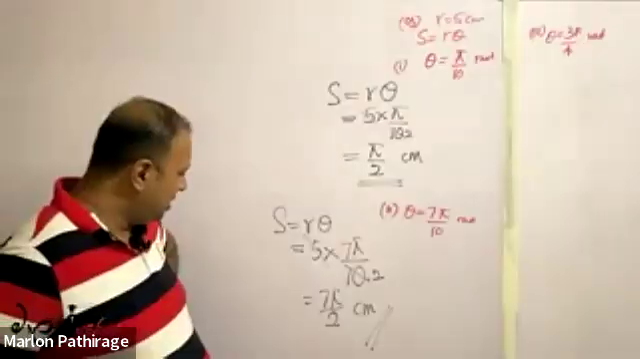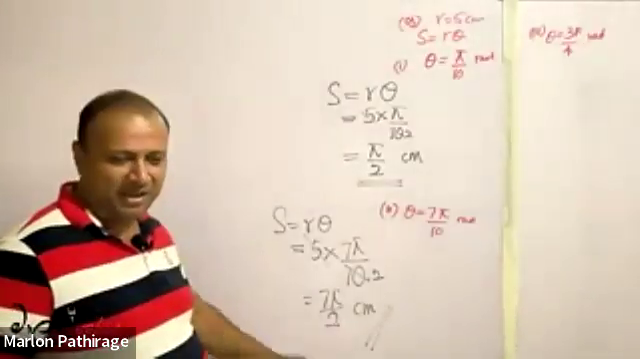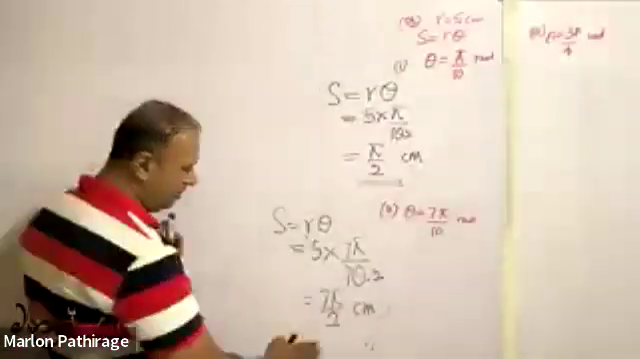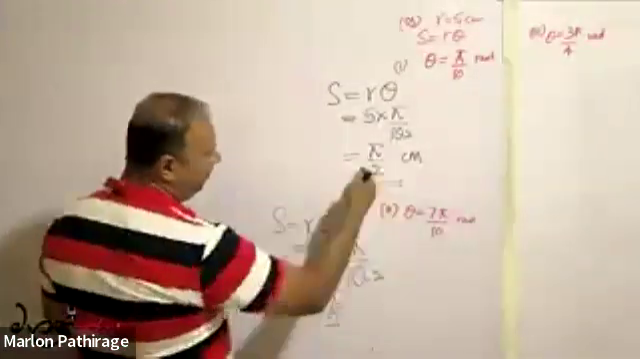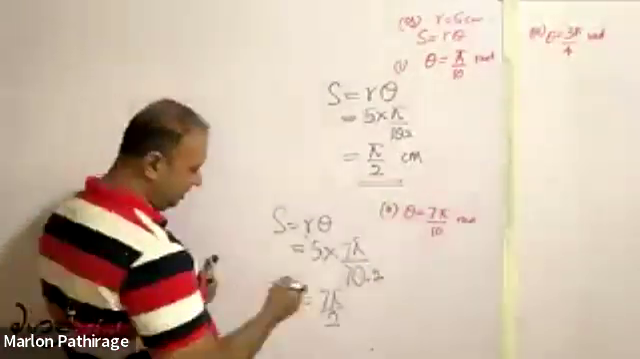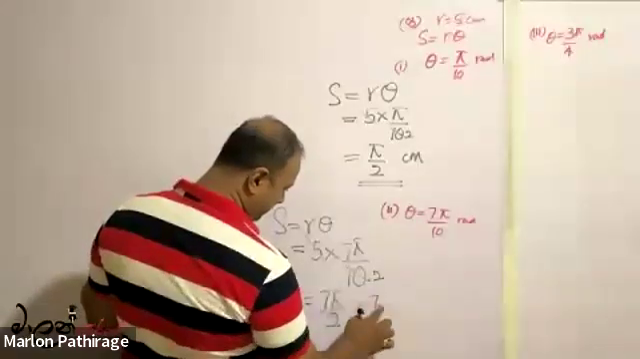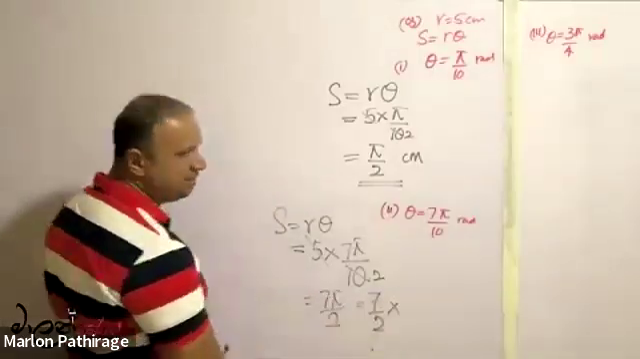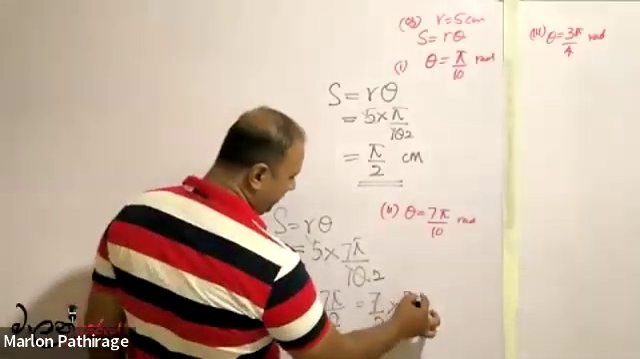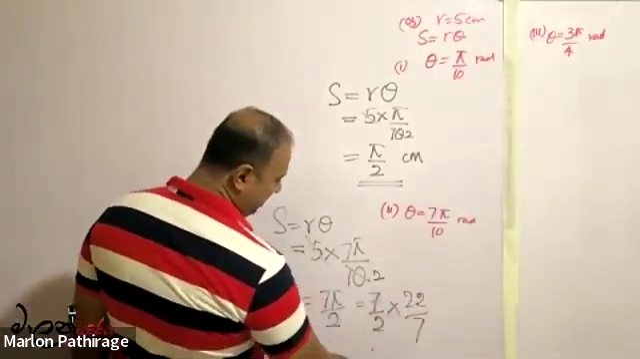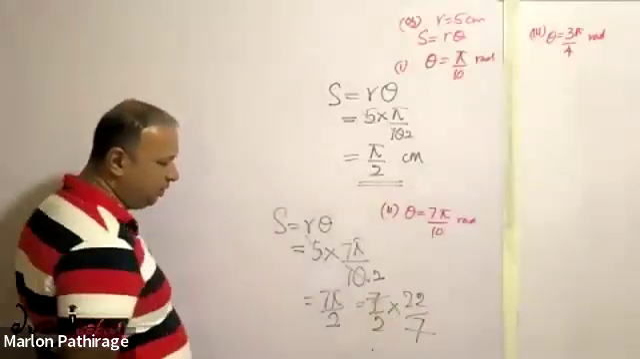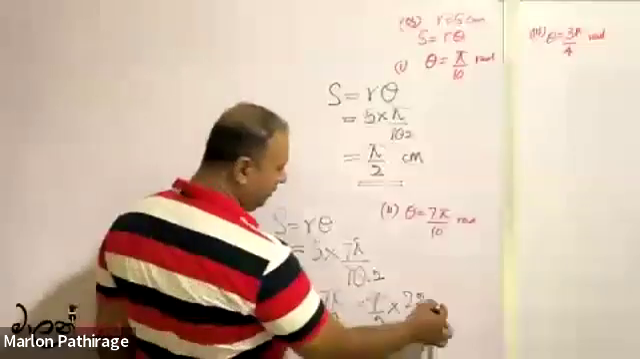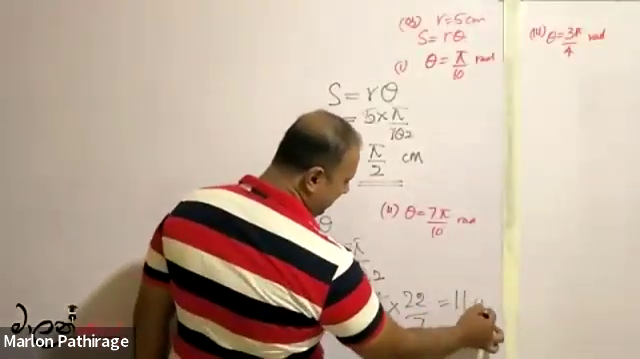Yes. You can use 22 over 7. Here you can simplify. Here you can simplify. 7 over 2 here... 5 means 22 over 7. The 7 and 7 will be cancelled out. 22 over 2 is 11. Therefore, this is 11 centimeter. Yeah, very good.